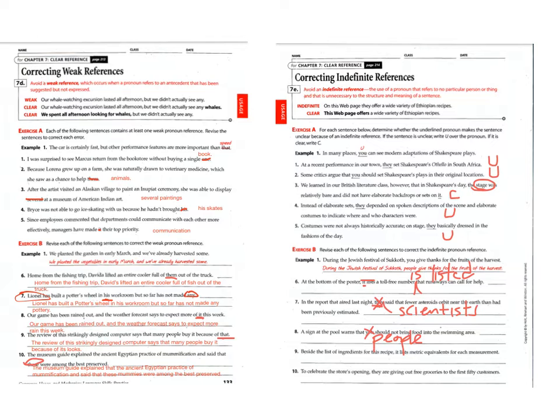For 9, besides the list of ingredients in the recipe, the problem pronoun here is it. Okay? We could say the can or the box lists metric equivalents for each measurement. And the last one, number 10.